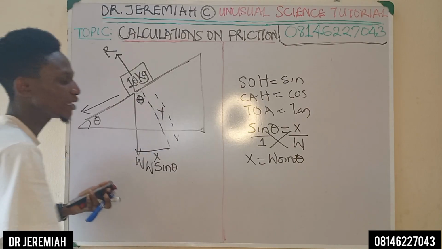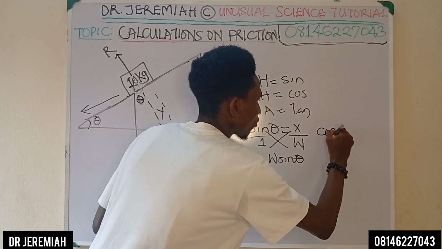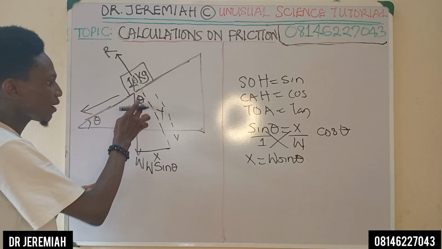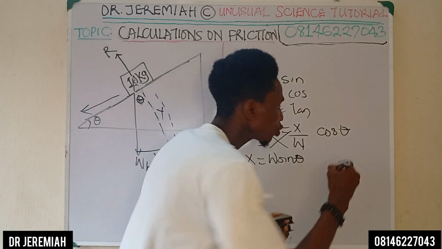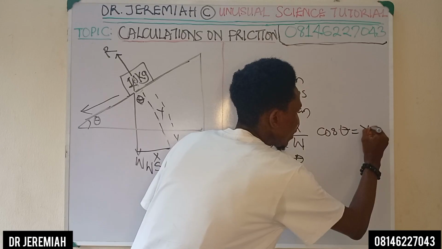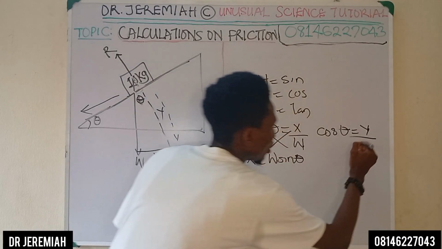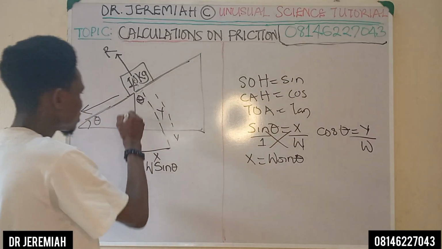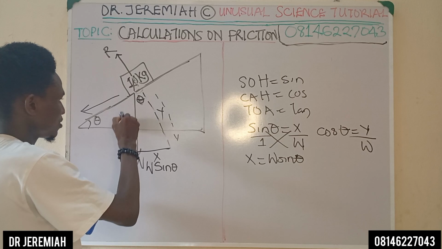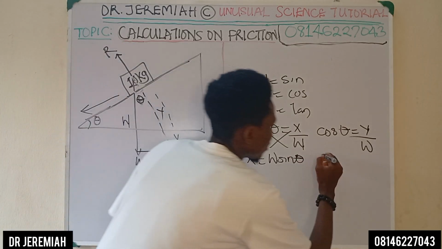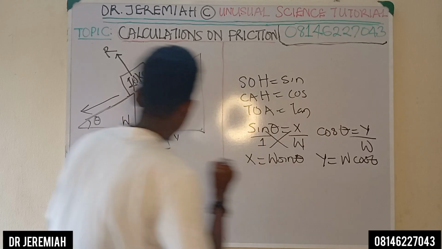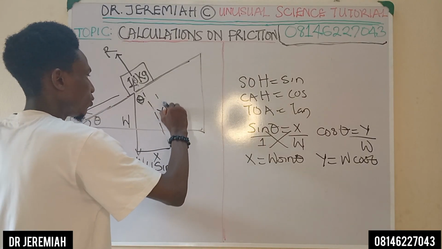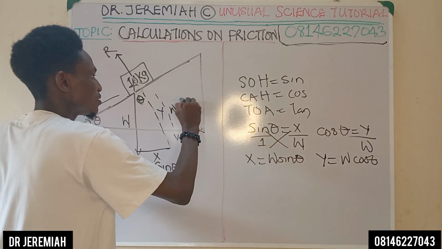Now for this place, we do the same thing. Cos theta, we have this adjacent. So we have cos theta, just follow me, equals y over, what do you have here? Weight. Weight is this place. Yeah, this is weight. So I'm going to have y equals W cos theta. So it means this place we have W cos theta.